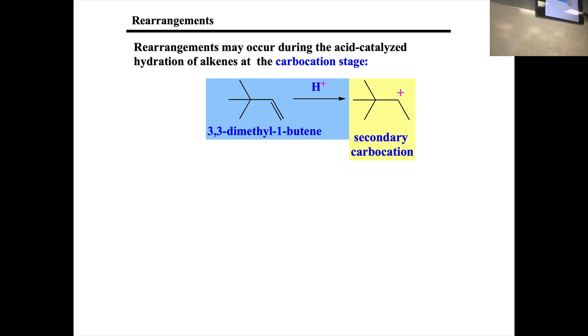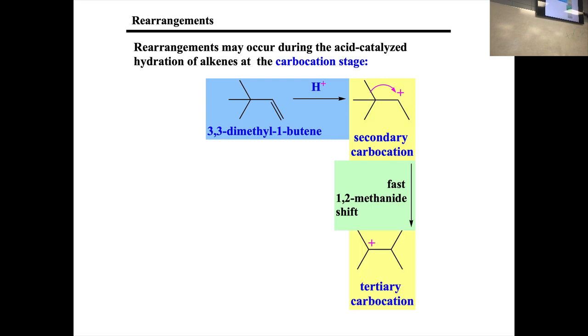I get what kind of carbocation? Tertiary. Is that more stable? It is. So guess what happens? It happens. So you get the carbocation rearrangement. Okay? This is a very fast reaction. It happens very, very quickly.